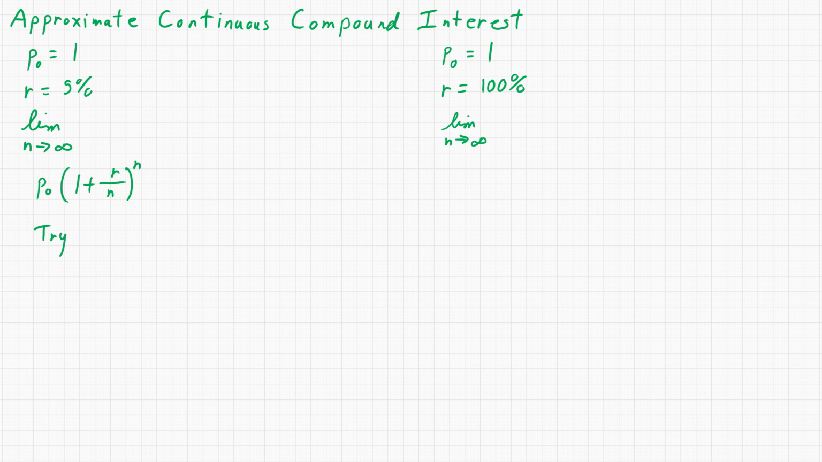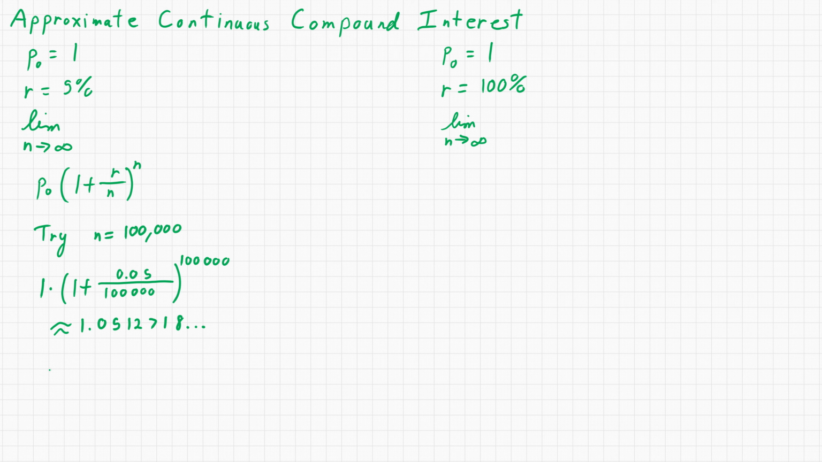So we're just going to try n equal to 100,000, a fairly large number. So if we plug that in, we have 1 times 1 plus 0.05 over 100,000, to the 100,000 power. That's probably a little difficult for your calculator. You're going to have to use something like Wolfram Alpha to do this. It's more accurate. But if you do that, then what pops out is approximately 1.0512718, and then a bunch more stuff.